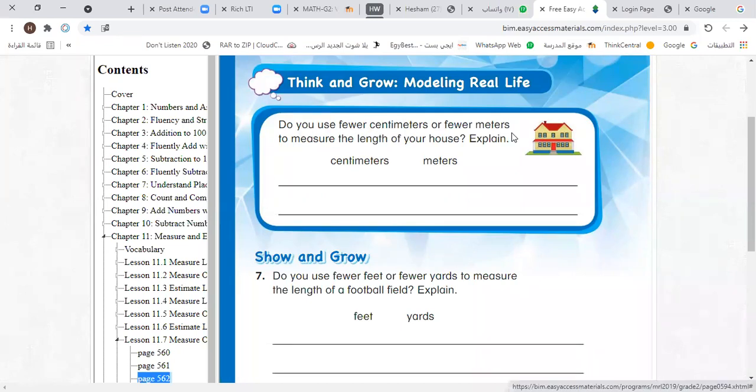Do you use fewer centimeters or fewer meters to measure the length of your house? Okay, fewer means the shorter or longer? Who can say? Fewer means shorter or longer? I'll choose now the super one whose name is Muhammad Yahya. Hello, Muhammad. How are you? I'm fine, thank you. Fewer means shorter or longer?